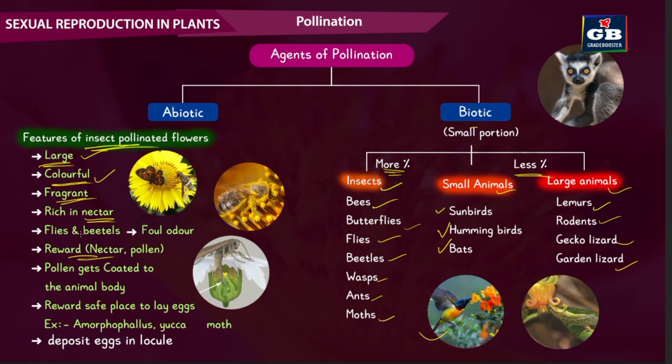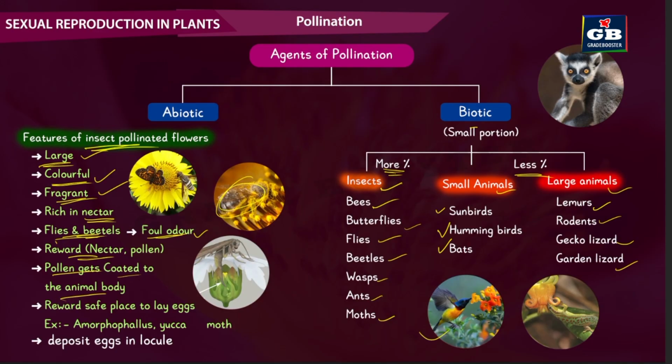In case of flies and beetles, the flowers will have a foul odor. In case of other insects, they have a fragrant smell. But flies and beetles go to the foul odor. So certain flowers which are pollinated by insects like flies and beetles will have the foul odor because the flies are attracted to it. In this case, the pollen gets coated to the animal body.